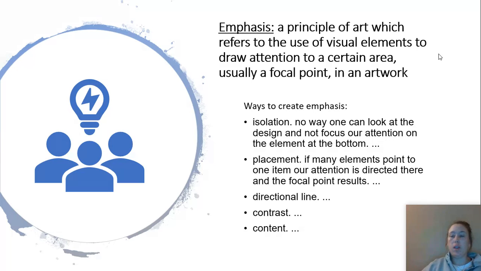So in this picture on the left, our placement of something is creating an emphasis. The person in the middle has the light bulb above their head, and that is creating emphasis over that person because of the placement of that image.